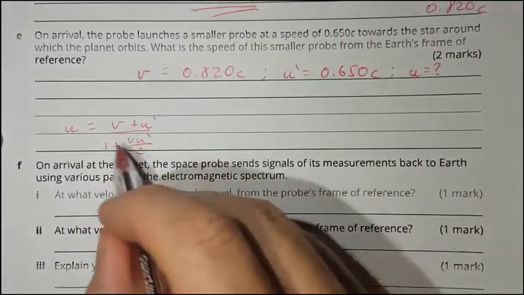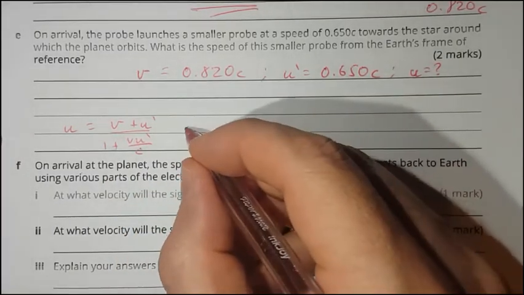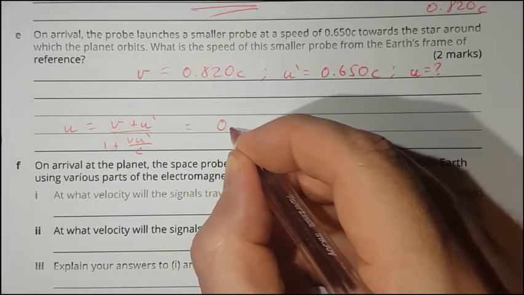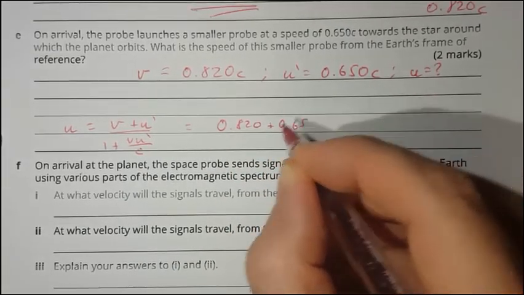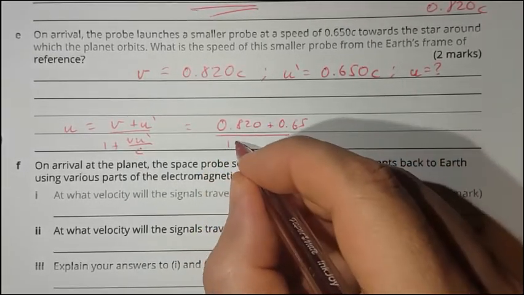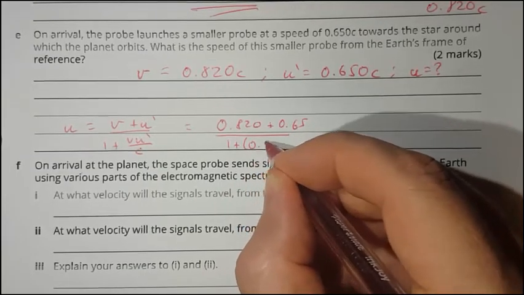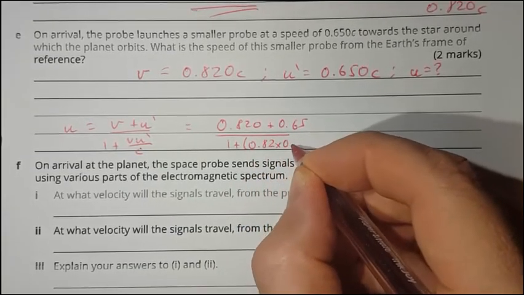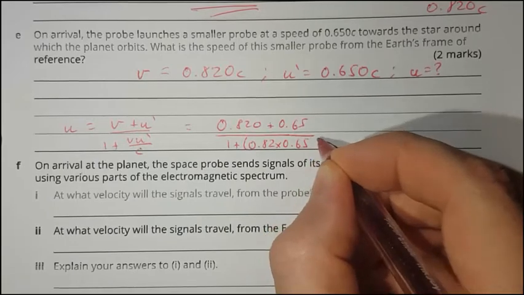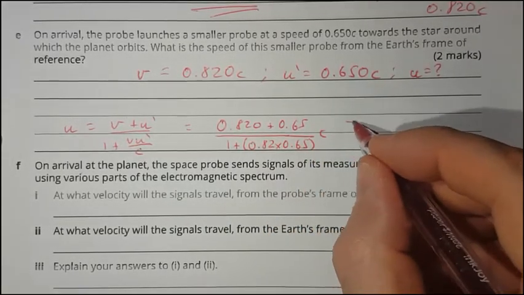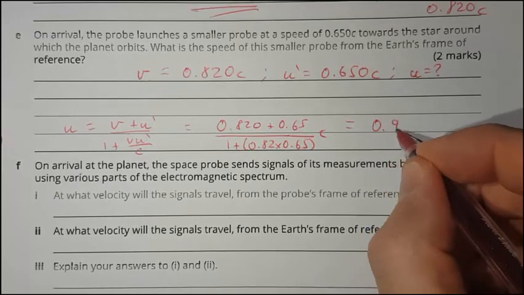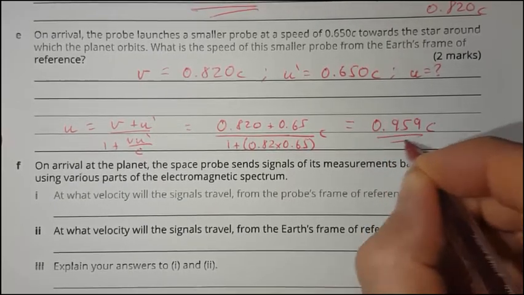Now because all of these are in c, this actually simplifies out quite nicely. It's 0.820 plus 0.65 over 1 plus 0.82 times 0.65, and that whole thing has a c out the front. And what you should get is 0.959c.